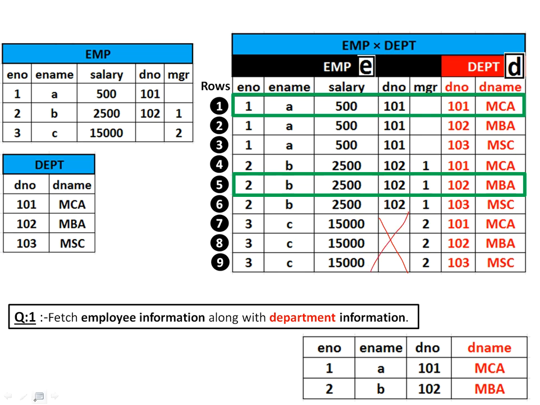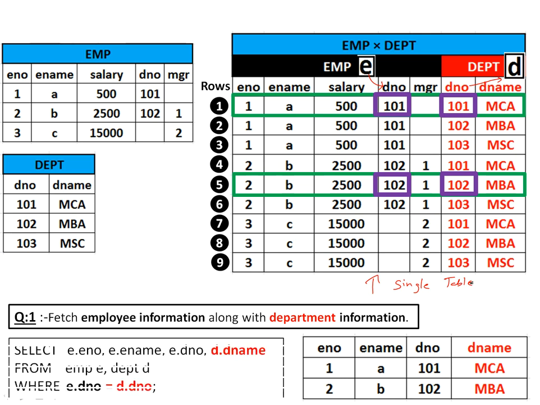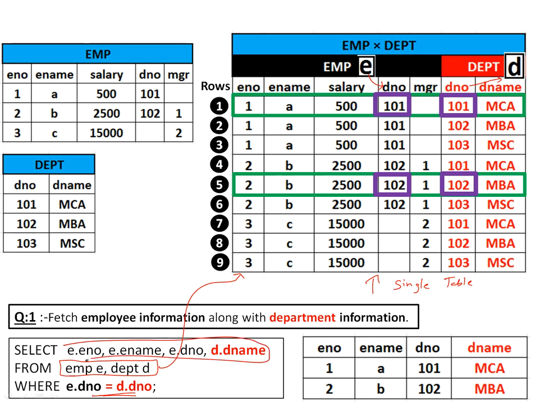So how to write the logic? There is the column. Only these 2 rows match this condition. That means E.D number is equal to D.D number. Please always consider this as a single table. The Cartesian product is a single table. On the Cartesian product, please write row by row processing. That means from these 2 tables EMP E and DEPT D, considered as a single table, row by row processing, E.D number is equal to D.D number. Whatever columns you require, please write with subscripts. That's it.